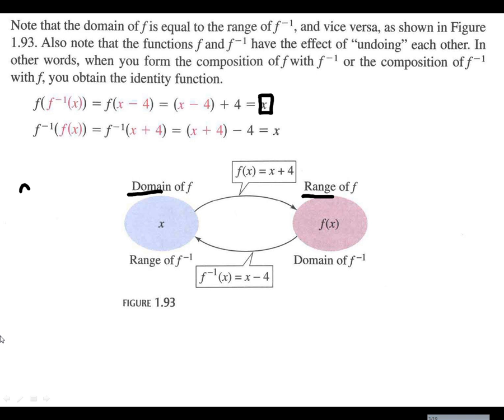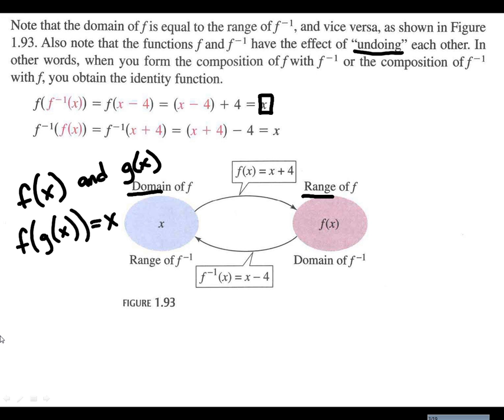Alright, so f of x and g of x are inverses if they undo each other. They mention it right here, and undoing each other is going to cancel each other out, and all we'll have left is x. So if we do f of g of x and we get x, they're probably inverses of each other, but it has to work both ways. So we also have to check to see if g of f of x is also equal to x, and if they are, then they are inverses of one another.